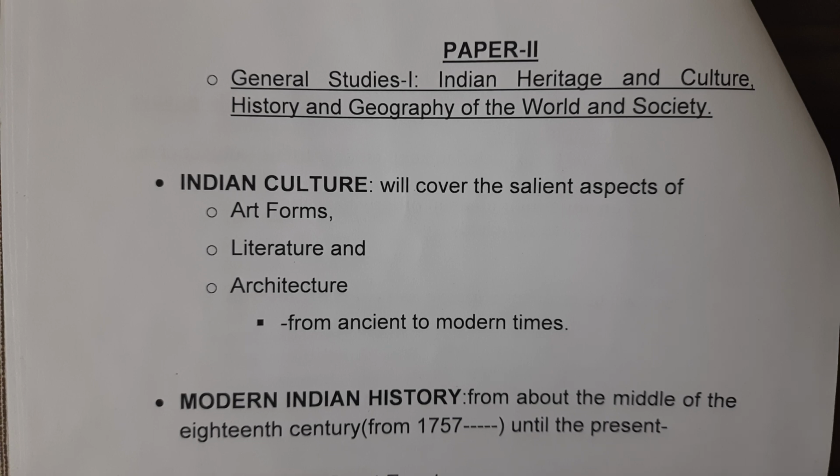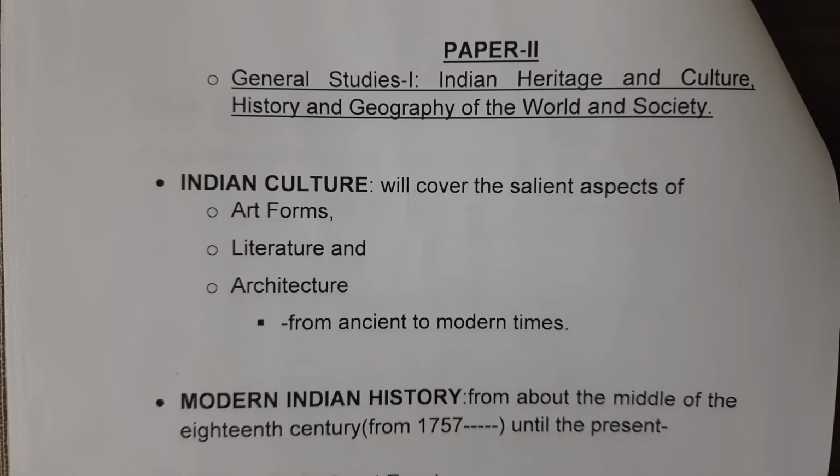The best book for this is Nitin Singhania. Then the Plus One and Plus Two culture NCERT books are also good. Then comes modern Indian history from about the middle of the 18th century, from 1756 until the present, with significance of events, personalities, and issues. Since it is written as about the middle of the 18th century, you can consider it from the 1750s. The main incident happens in the 1750s, the Battle of Plassey, as you all know, to the present.